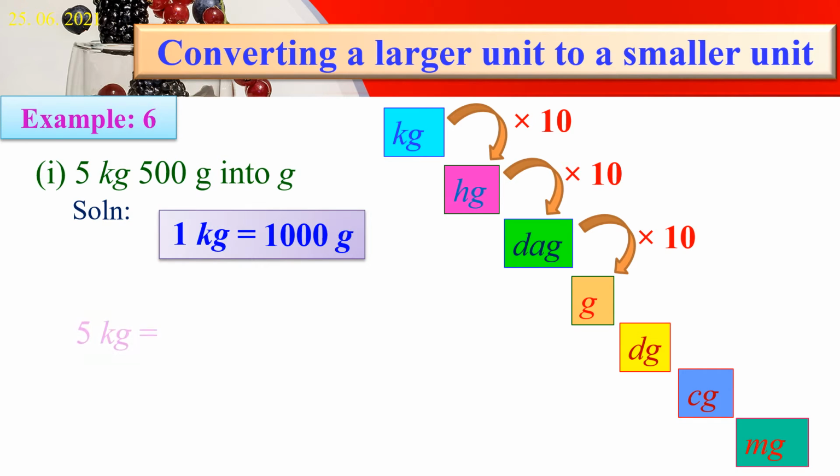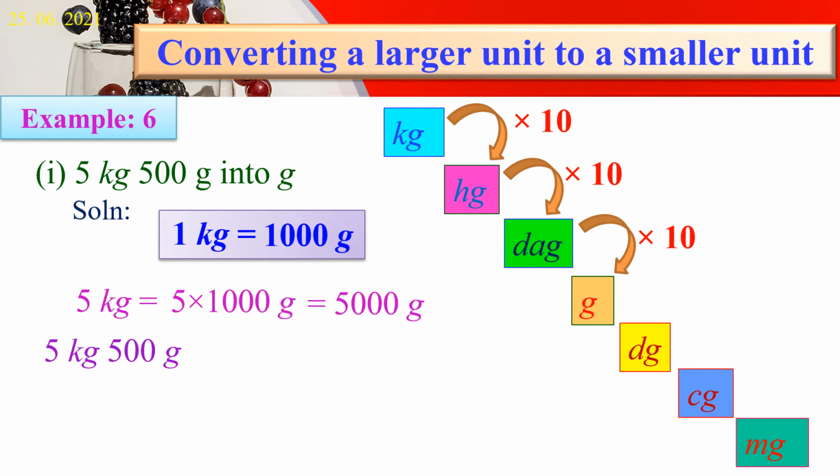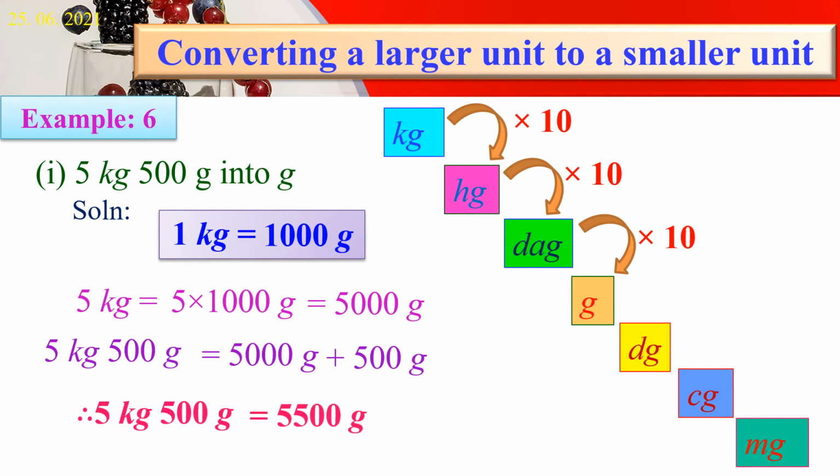Now, let us convert 5 kg to gram. So, 5 into 1000 gram, we have 5000 gram. 5 kg is equal to 5000 gram. Therefore, 5 kg 500 gram is equal to 5000 gram plus 500 gram. Now we have both the numbers in the same unit. Now we can add them, and adding, we get 5500 gram as the solution.